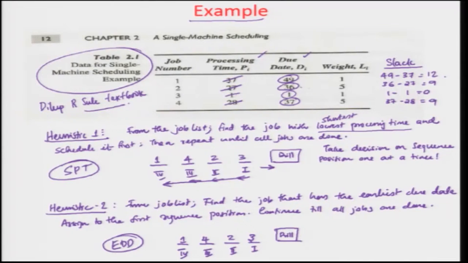So what we do is first calculate the slack, then take the job with the least amount of slack and assign it to the sequence position. Then you can probably get a different sequence in this regard. Those are the kinds of ways you can do this.